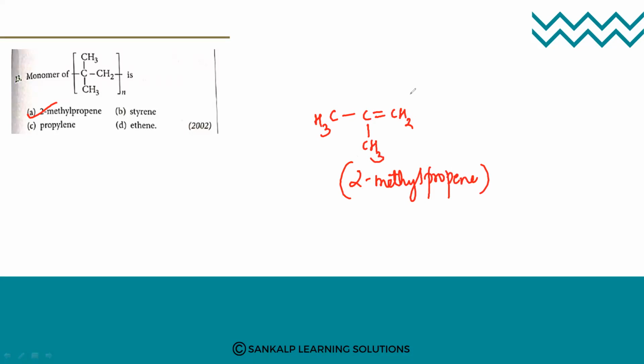Next, which is the monomer of the given structure? The monomer is 2-methyl propene. The structure is CH3, C, CH3 double bond CH2. So it is 2-methyl propene. So 2-methyl propene is the correct structure.